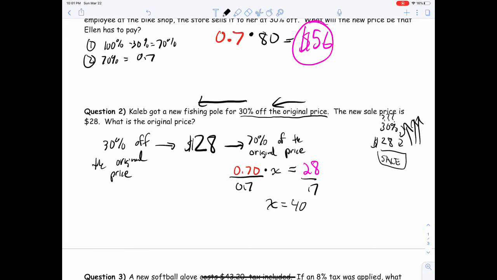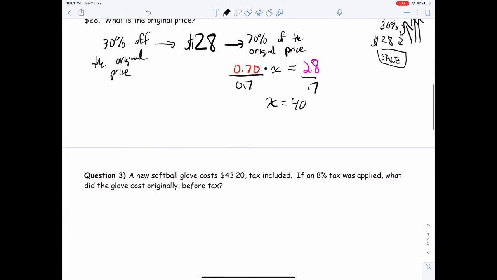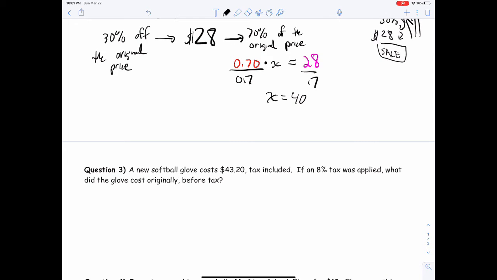All right. Let's try another one here. A new softball glove costs $43.20, tax included. If an 8% tax was applied, what did the glove cost originally before tax? So this already has the tax built in. And there was an 8% on it. So you got to take a minute and pause and think about what that means.